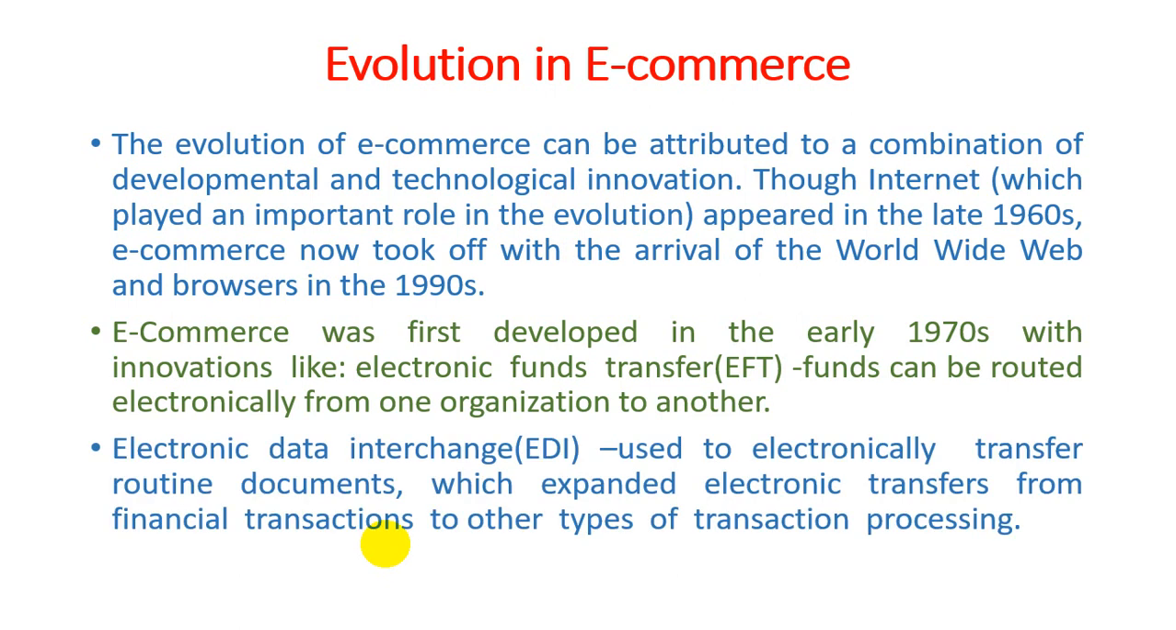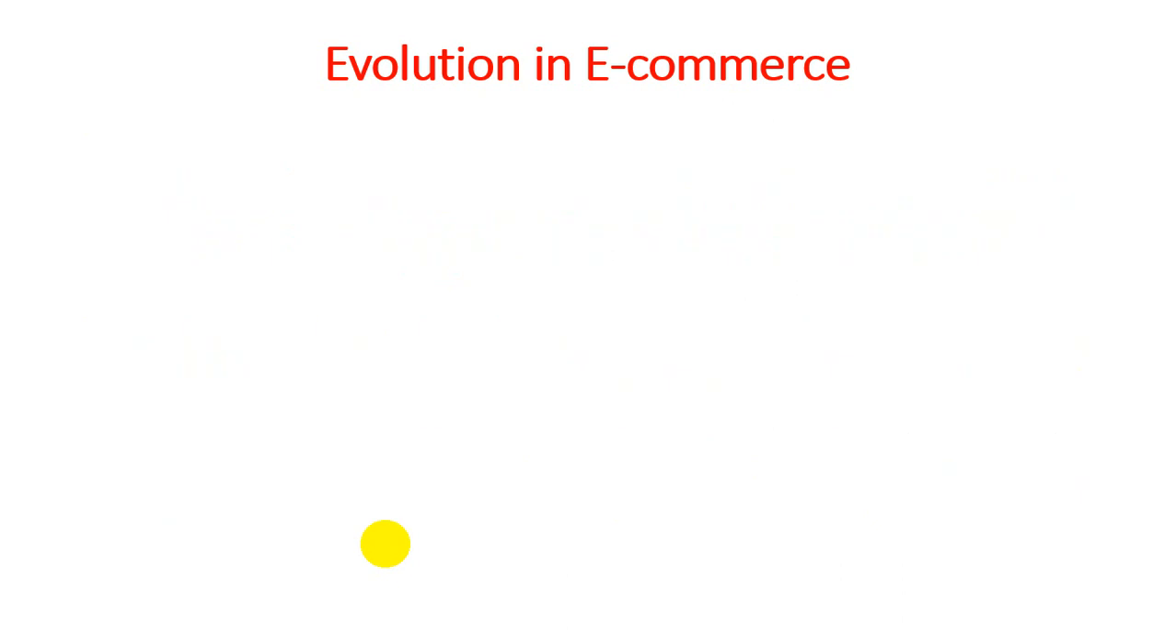Electronic data interchange, EDI, was used to electronically transfer routine documents like mail, which expanded electronic transfers from financial transactions to other types of transaction processing, which we will discuss later under this topic known as EDI, electronic data interchange. Now whatever data we send from one location to another remote location, we use email, social networking, and chatting, and we also transfer our information with security concerns. So it is part of electronic data interchange.